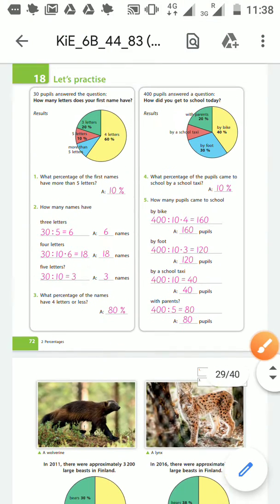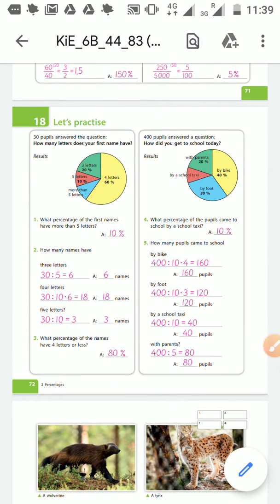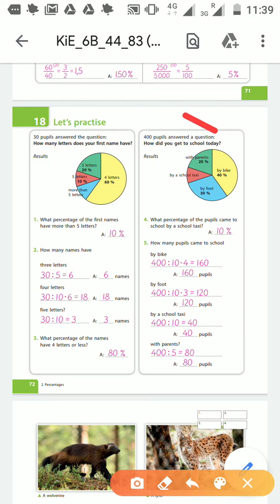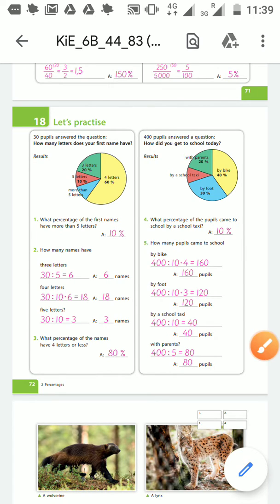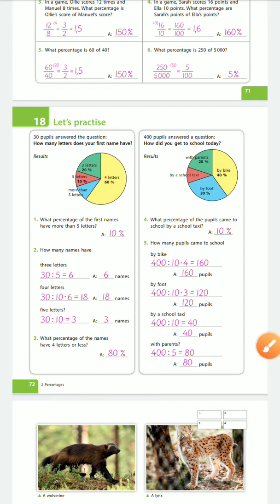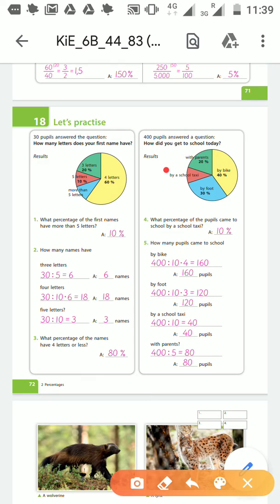Okay, so I'm doing a follow-up to my previous video, the intro to chapter 18, and I'm just going to go through the questions here if you need support. Some are quite tough. So the second question was asking about 400 pupils, answer the question, how did you get to school today? So you know that the total of all of this pie chart here is 400.